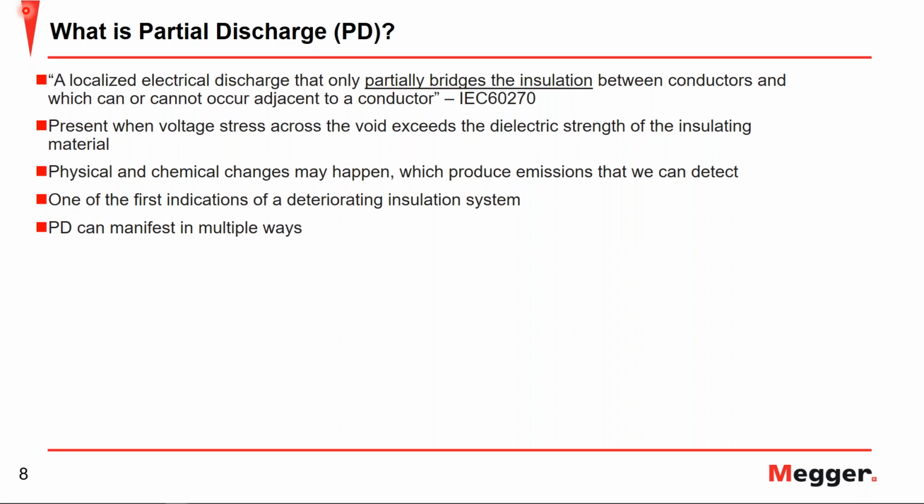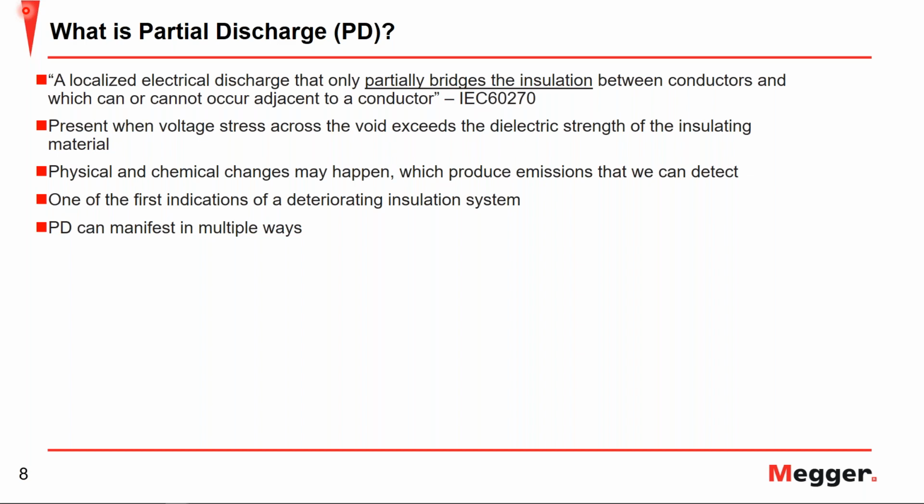And really, why we do partial discharge testing is that it's one of the first indications of a deteriorating insulation system. If you're able to do testing or monitoring of partial discharge, it allows you to take action before that defect starts to turn into a severe issue and maybe even, like I said, result in a breakdown or unplanned outage.